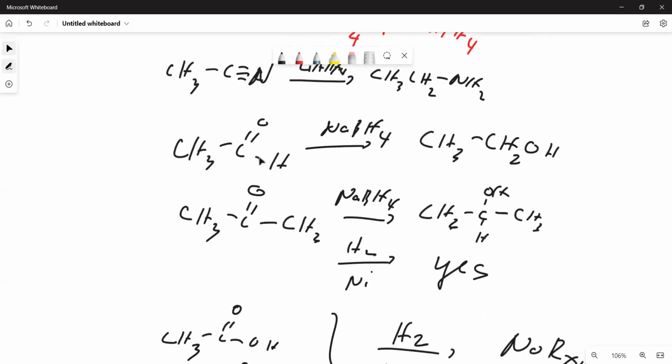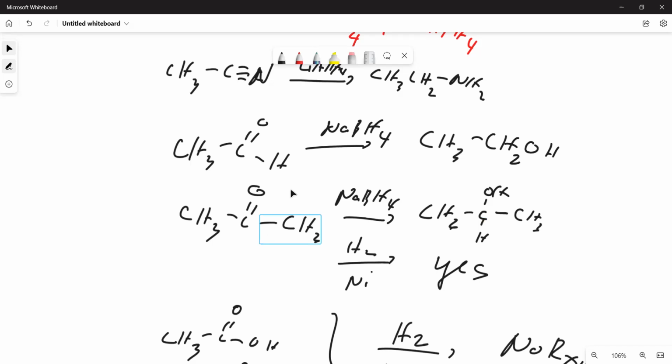How about if you have aldehydes and ketones? These two can be reduced by sodium borohydride, okay? Converting the carbonyl group into alcohol, okay? So from ethanal to ethanol. The same thing with ketone, that carbonyl group will become a secondary alcohol, okay? So from acetone to isopropyl alcohol.